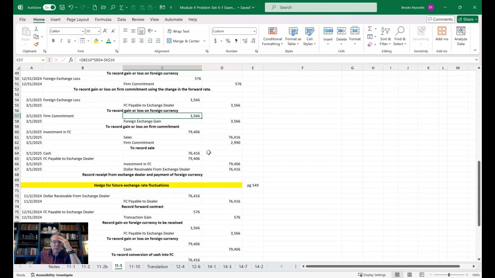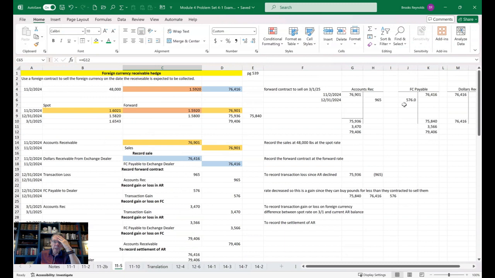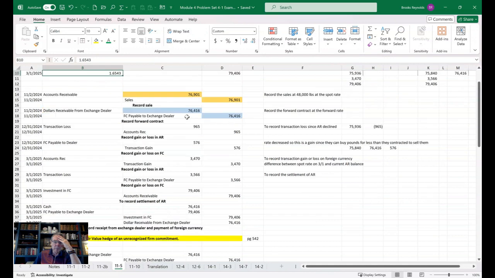Okay, so the last part again is that we collect cash from the exchange dealer. We deliver, and that's the dollar amount that we were due, so that cancels out. And then we provided the 48,000 pounds, which we have adjusted to reflect the current exchange rate. So the 79,406, just like in the first example, all right, that's equal to the 16,543 times the 48,000 pounds.